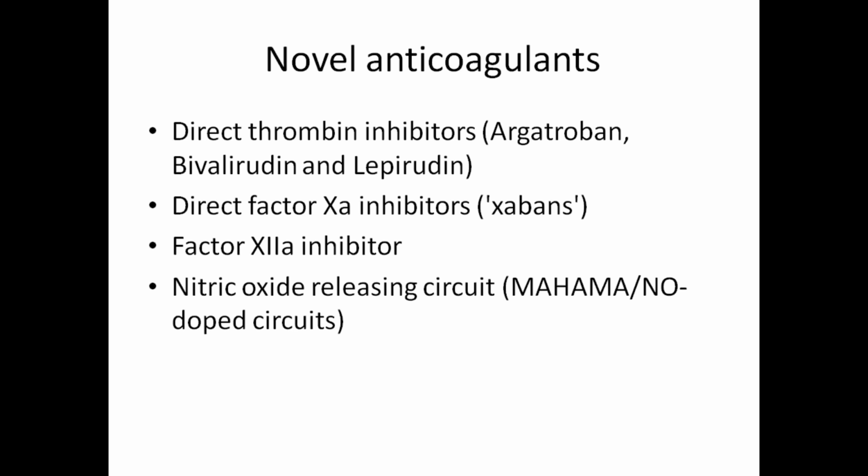There are some others in the research pipeline, like direct factor Xa inhibitors and factor XIIa inhibitors, which are still a research thing. Another idea is a nitric oxide releasing circuit. This idea came because in circulation, the fluidity of the blood is maintained by the endothelium, which secretes nitric oxide, which in turn inhibits platelet aggregation. With that idea, people came up with nitric oxide releasing circuits, where a polymer is mixed into the circuit when it is being formed, and that releases nitric oxide when blood comes in contact with it. They are still in the experimental stage, so hopefully that might come in future, and we'll have a better idea.